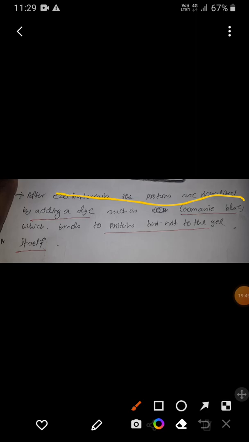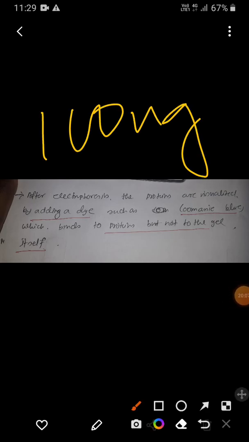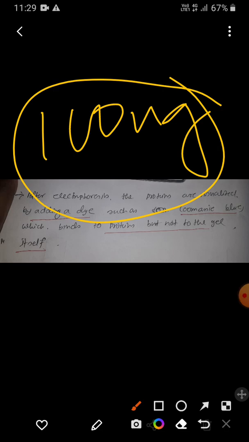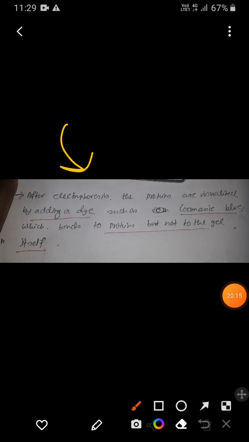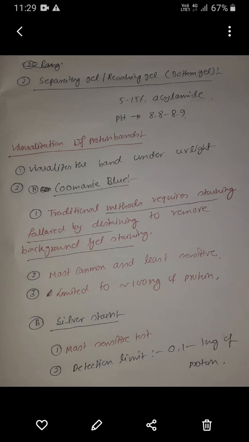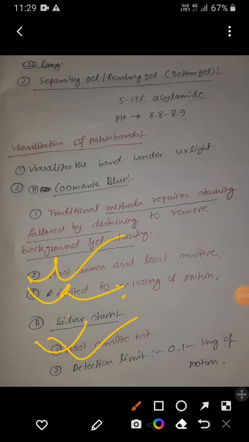and once the separation is performed, it can be detected by using Coomassie dye, which binds to protein but not to the gel itself. Okay, so that means Coomassie blue is more or less specific, right? But it is not so sensitive. Okay, it can only detect protein of 100 nanogram. It is the limit. So for more sensitive and delicate detection, we prefer silver stain. This silver stain will detect 0.1 to 1 nanogram of protein for you. So here I have discussed this most common and least sensitive, but it is specific because it does not bind with gel, so it does not give you any kind of false result, right? Visualizes the band under UV light.